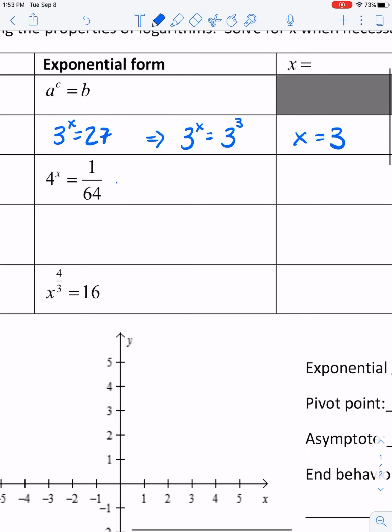So, here's what I see here. This is 4 to the x. 64 we know to be 4 cubed. But since it's in the denominator, it's 4 to the negative 3. Well, I don't need those parentheses. I thought there was another x on there, there's not. Okay, so therefore x is equal to negative 3.